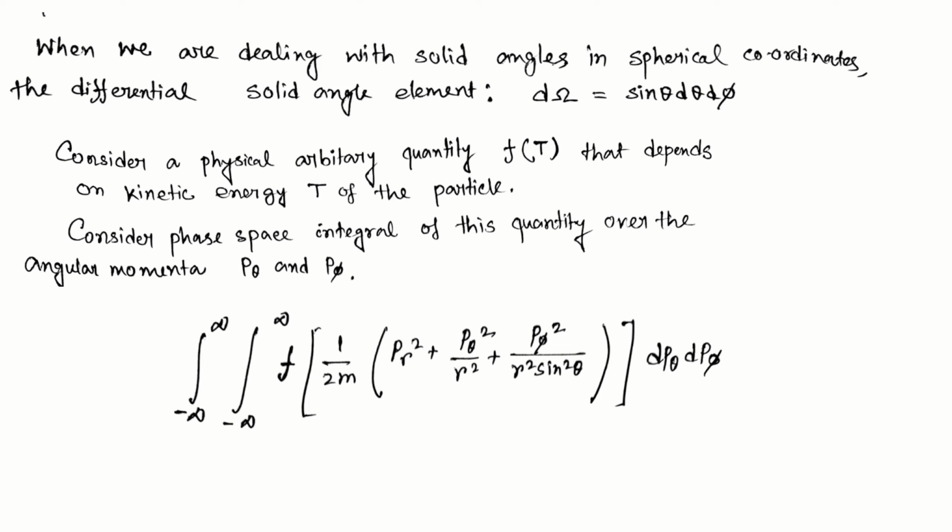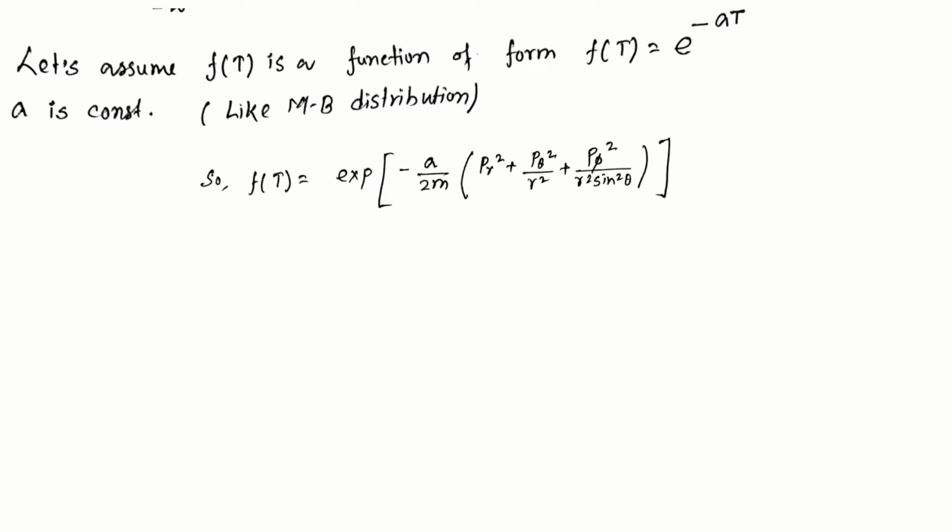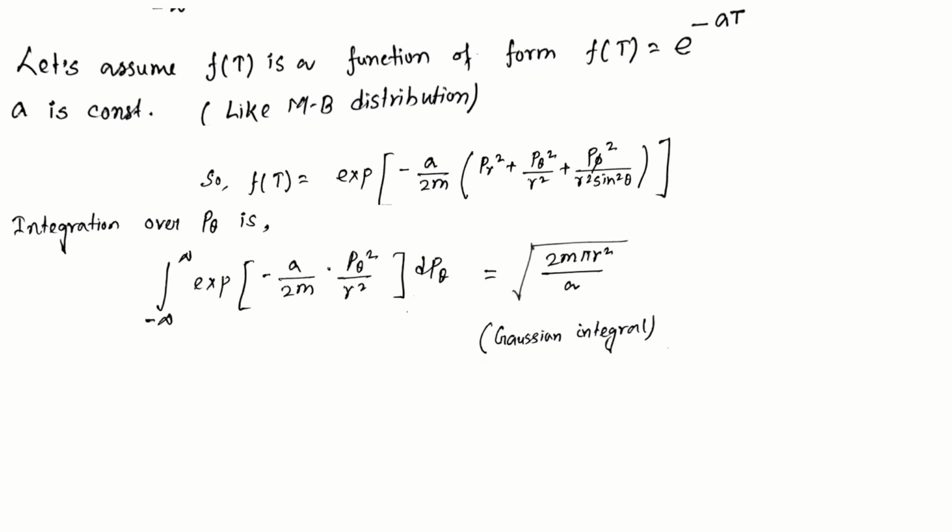actually we cannot solve the equation without taking a function. So let's take a function. So here we are taking the function like e to the power minus a T. So here a is a constant and it's like a Maxwell-Boltzmann distribution. You have seen there the exponential dependence. So now we can write f of T like that. Now theta and phi are independent of each other, so we can divide the integral for theta and phi. So this is for p theta.